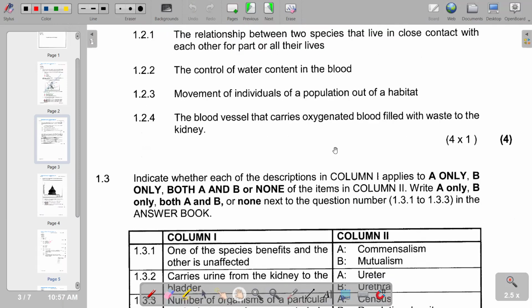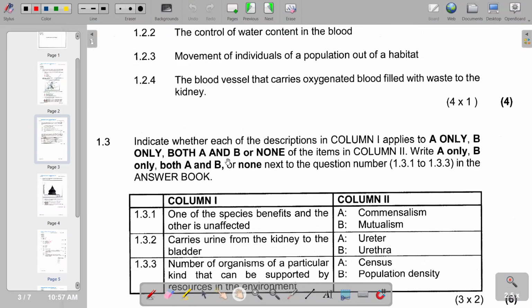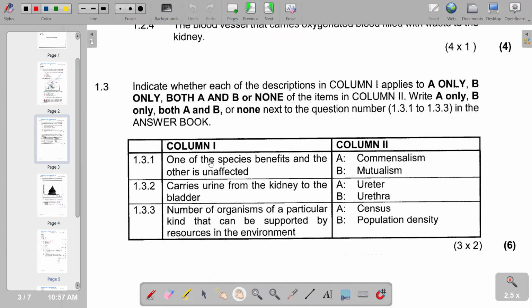Indicate whether each of the descriptions in column 1 applies to A only, B only, both A and B, or none of the items in column 2. So we check, of course, first question 1.3.1. One of the species benefits and the other is unaffected. So we have got commensalism and we've got mutualism. So you'd see that the one that is correct, we have A only. So we are saying A only.